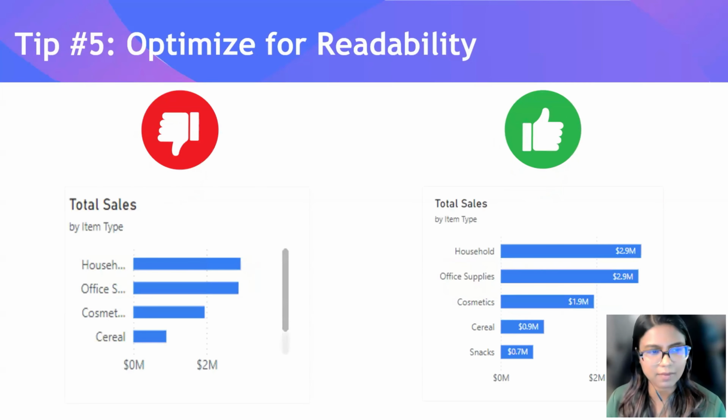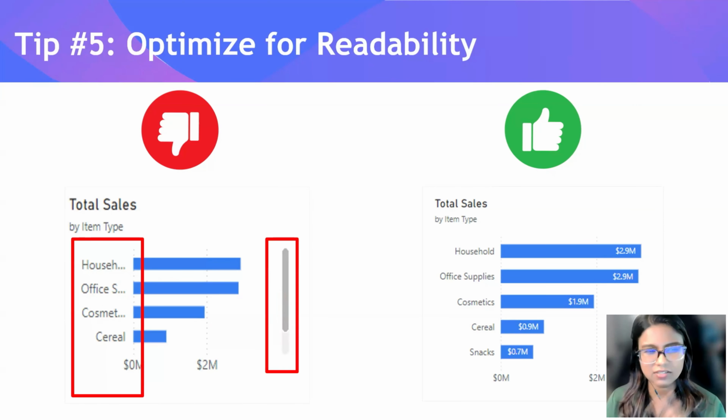Let's look at another quick example. Here's a bar chart that shows total sales by item type, but on the left side, you see my labels are cut off. There's a scroll bar. The font size is not pleasing. This makes it tough for the audience to understand what's going on. What is house H, house help, house old? So basically, the user is trying to guess what's going on.